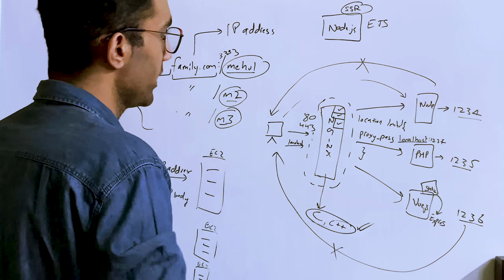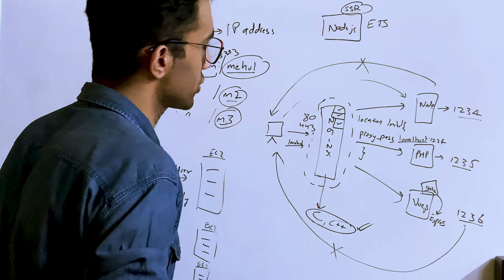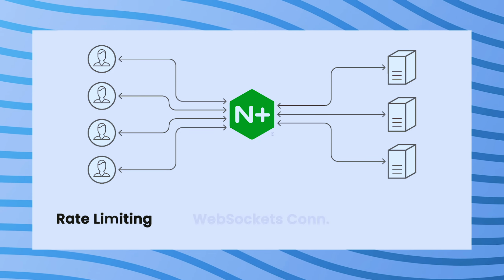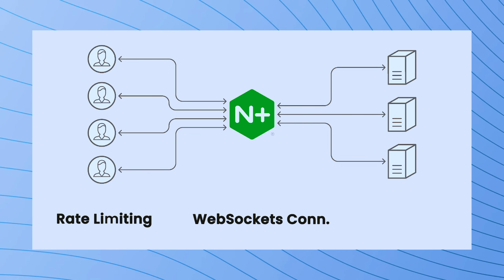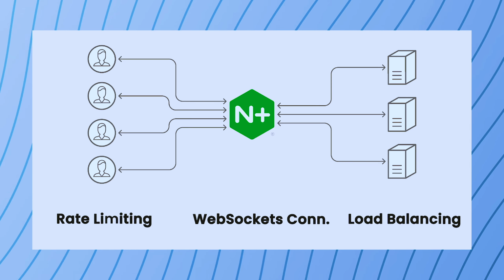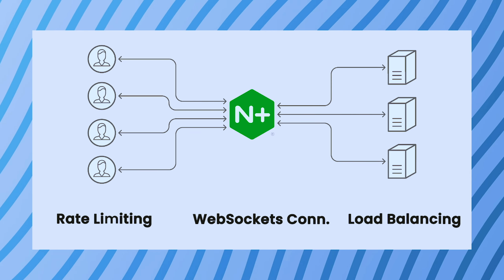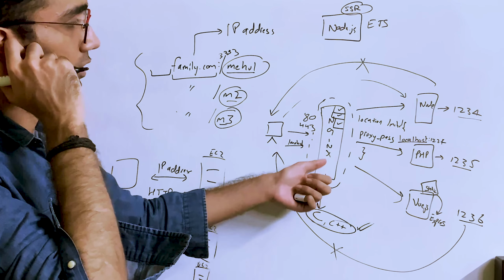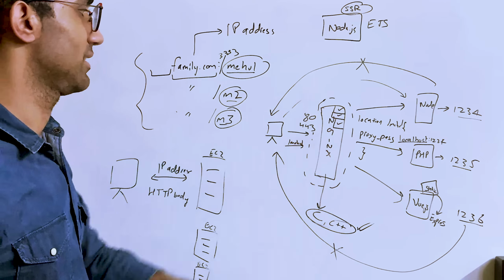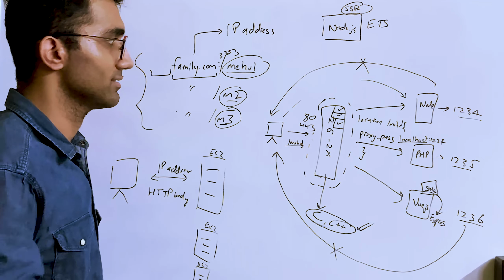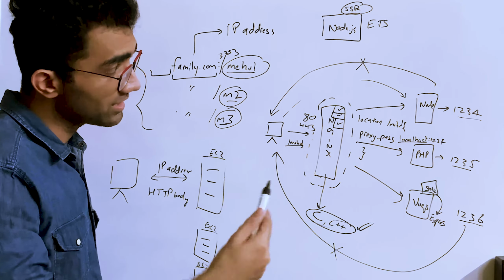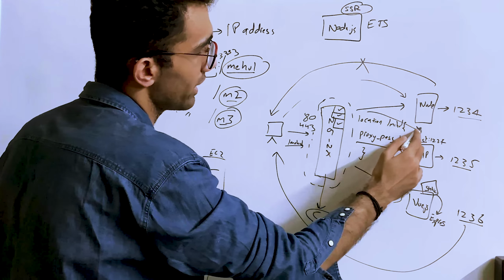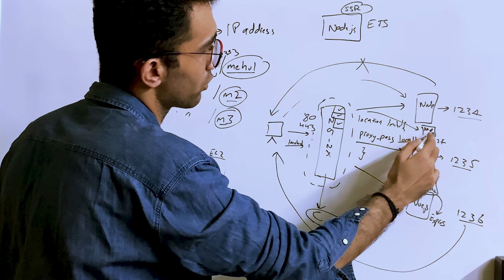So Nginx is performant. It is feature rich. That means you can do rate limiting, you can do WebSockets connections, you can do load balancing, you can do a lot of stuff with Nginx, right? But the core fundamental of reverse proxies is that it just sits as a front layer in most cases and then distributes the traffic to different applications, or sometimes the same application running differently, just to act as a load balancer, right?